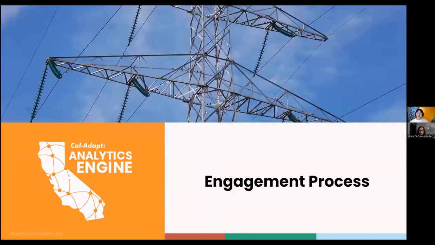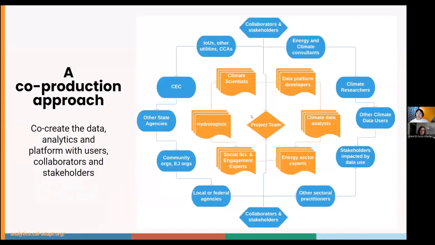And then I'll talk a little bit about our engagement process as we've been developing the analytics engine. We are using a co-production approach. And so we have been, since the project began, engaging with our different users and stakeholders and collaborators to understand how they use climate data and how we can produce a platform that meets their needs. We have a really great team at LBNL that is leading the engagement with all of our different stakeholders in the state, within state agencies, within utility companies, and across lots of different organizations to understand what people's needs are, what questions they have about how to apply climate data, and making sure that the tools that we're developing meet those needs and address those questions. Next slide, please.